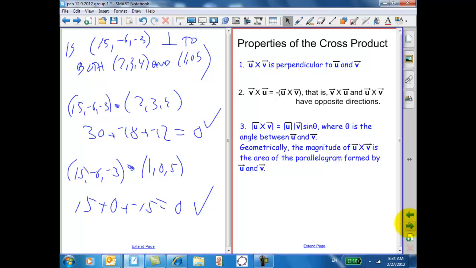Also now here, remember our dot product? You could also do it by the product of the magnitudes times the cosine of the angle between. Now you can get the magnitude of the cross product as the magnitude of the two vectors times the sine of the angle between. Also geometrically, the magnitude of u cross v is the area of the parallelogram formed by u and v.